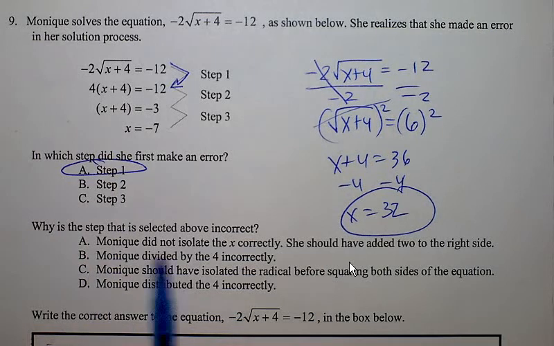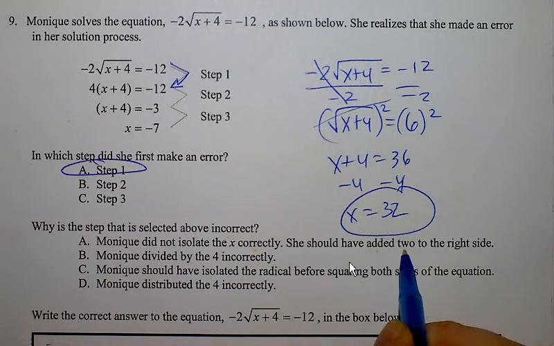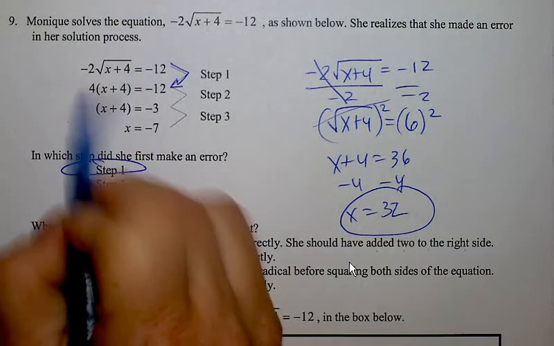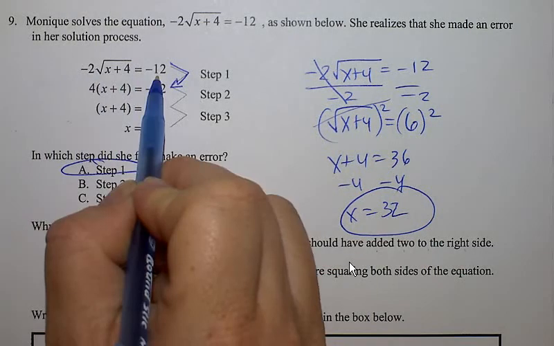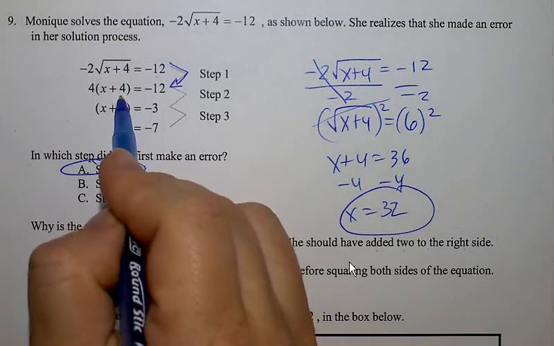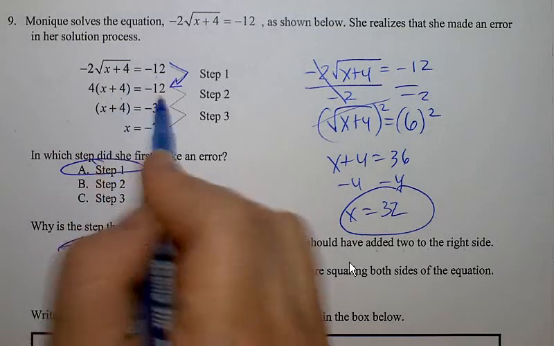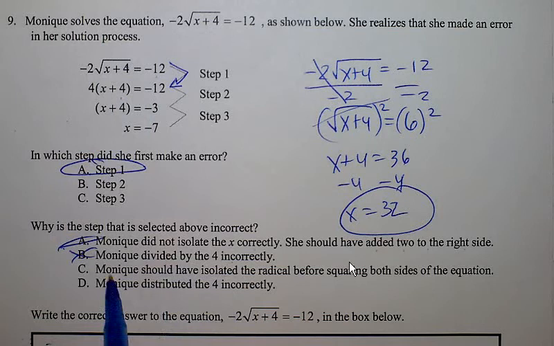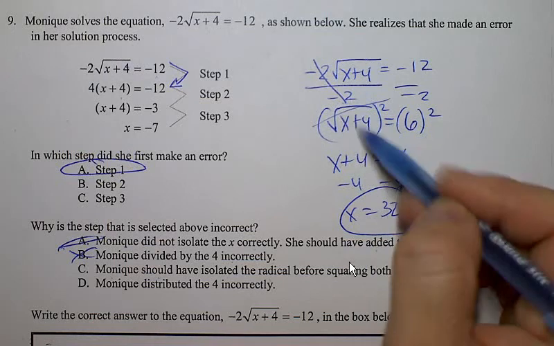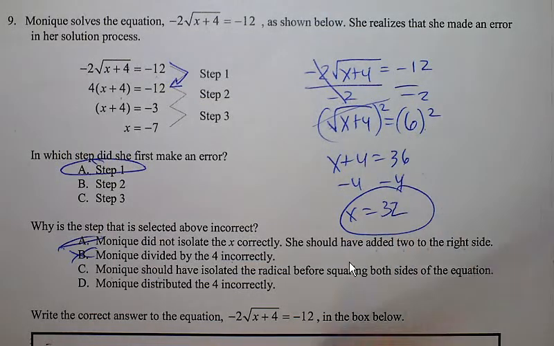Monique did not isolate the x correctly. She should have added 2 to the right side. So in order to isolate this radical, should she have added this 2 over? Nope. Okay, cross it out. Monique divided by 4 incorrectly. So going from here to here, we didn't divide by 4. Cross that out. Monique should have isolated the radical before squaring both sides. So do you agree the first step is divide by 2 so that this is by itself and then square? Correct answer is C.